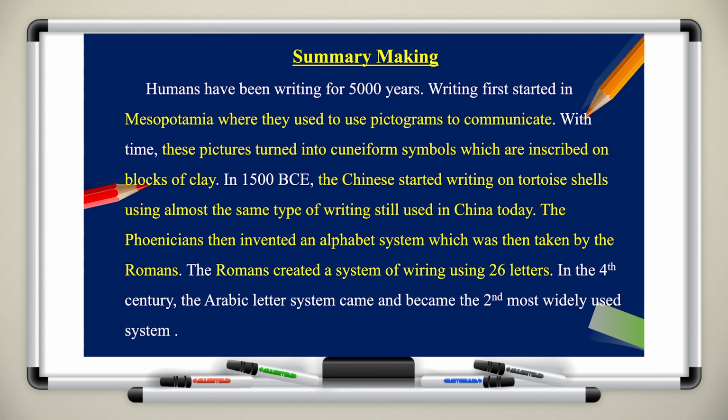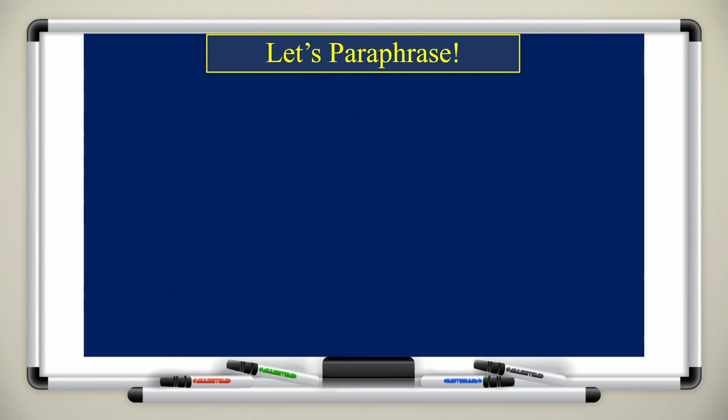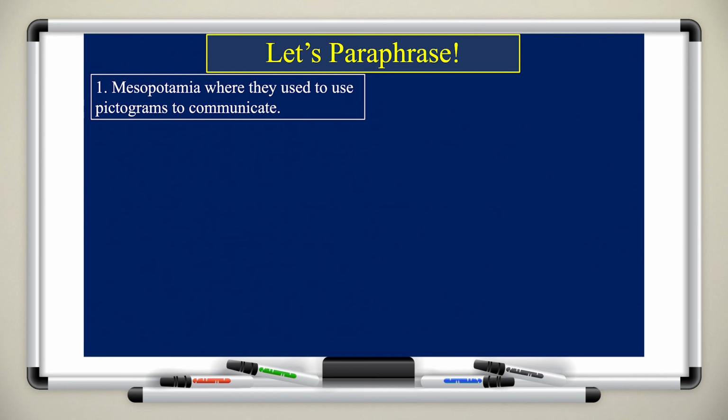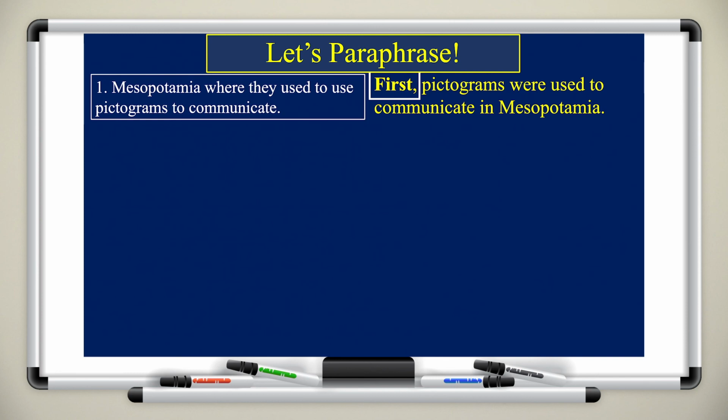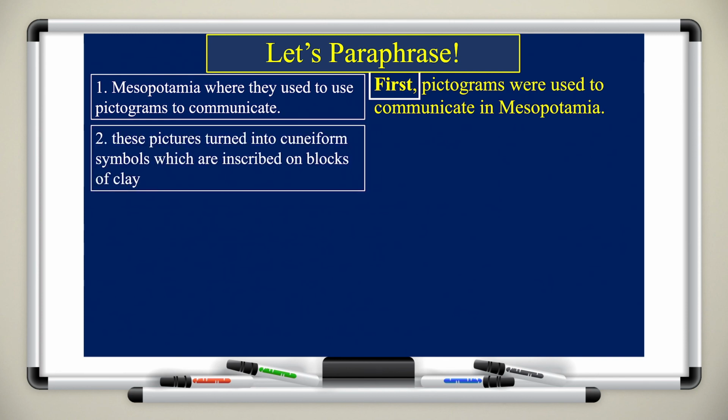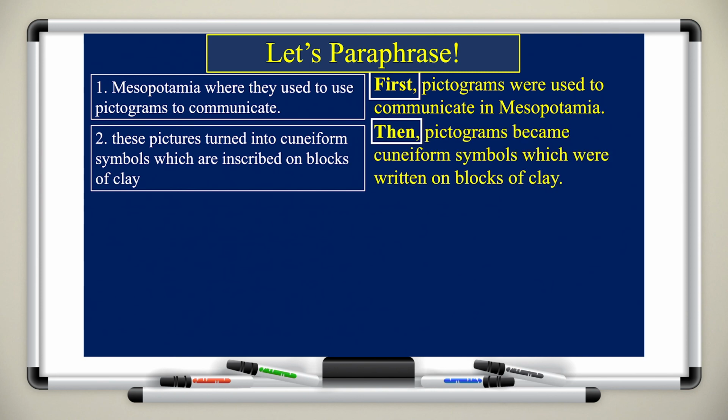The Romans created a system of writing using 26 letters. In the 4th century, the Arabic letter system came and became the second most widely used system. So if we go to the sentences, these are the main ideas here. So let's see them. We have a lot of main ideas and we want to use 4. So let's see the first one, Mesopotamia, where they used pictograms to communicate. So first, pictograms were used to communicate in Mesopotamia. Number 2, these pictures turned into cuneiform symbols which were inscribed on blocks of clay. So then pictograms became cuneiform symbols which were written on blocks of clay.